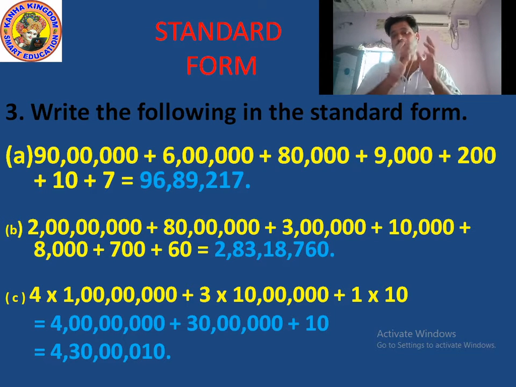Okay, now plus 80,000. So how many commas? Single comma. And after the single comma, how many digits? 2 digits. And 1 comma means how many periods? 2 periods. So the second period is the 1000 period. And in the 1000 period, how many place values? 2 place values. So this number is 80,000.